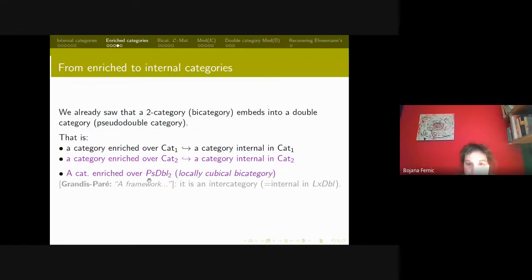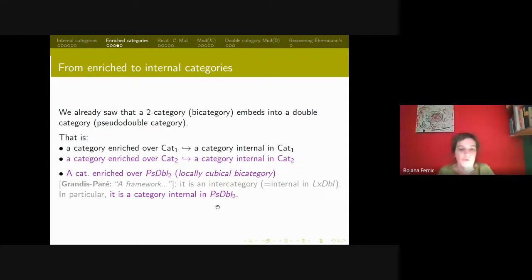Also for that last example from the previous slide of Garner and Gurski, a category enriched over that two category was shown in the work of Grandis and Paré. They introduced the notion of intercategories, which are internal in some other two categories of double categories. When you see their argument, you actually recover that this enriched category over this pseudo double is indeed a category internal in these same two categories. Now, actually, a remark on why I'm saying this to you.